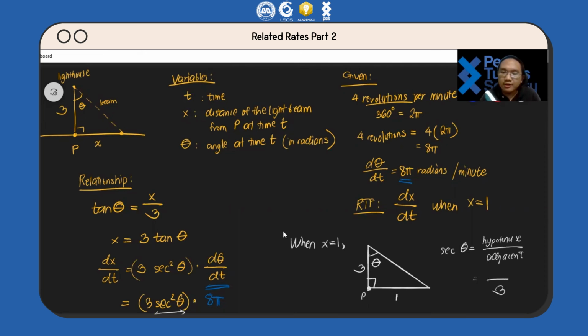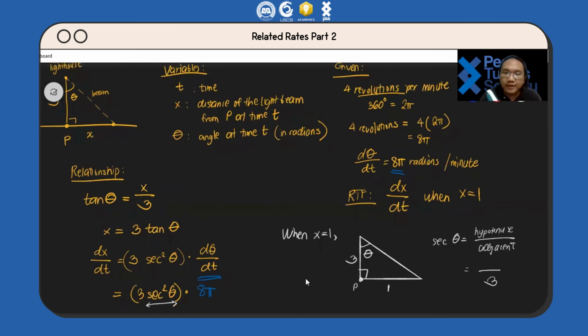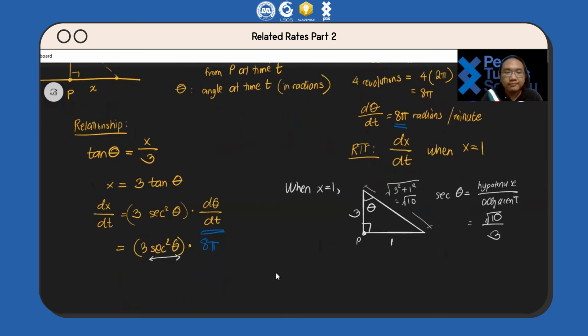What's the hypotenuse here? To solve for the hypotenuse, we can use the Pythagorean theorem. So by the Pythagorean theorem, the hypotenuse, which is this one, is the square root of 3 squared plus 1 squared. But this is square root of 10. The square root of 10 over here. Now we have secant theta. And now we can plug it into this equation over here.